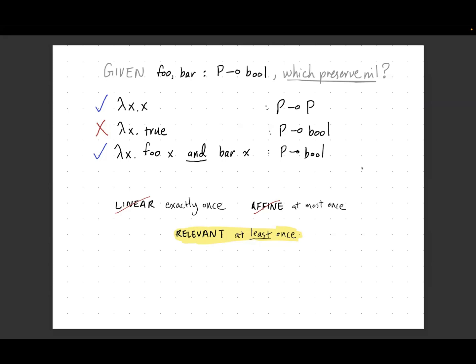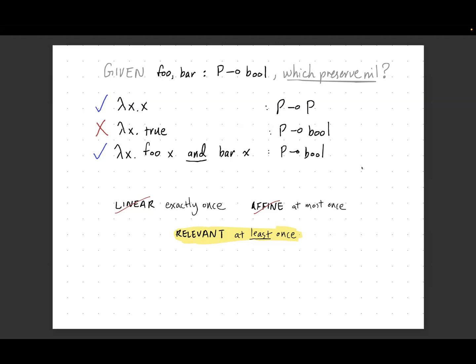But it's okay to use them more than once. That's fine. And so we end up with a cousin of linearity. You've probably heard about linear type systems. You must use everything exactly once. You might have heard about affine type systems. You must use everything at most once. This is their cousin, relevant type systems, where you must use each variable at least once. No dropping variables. Again, the details are in the paper.